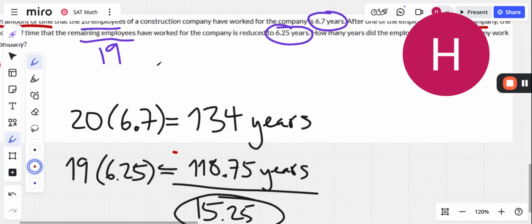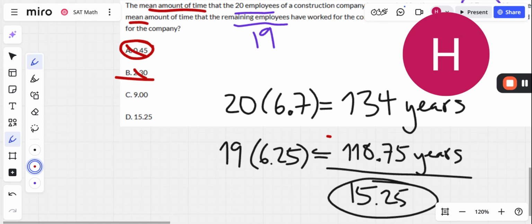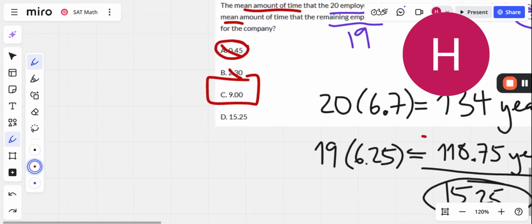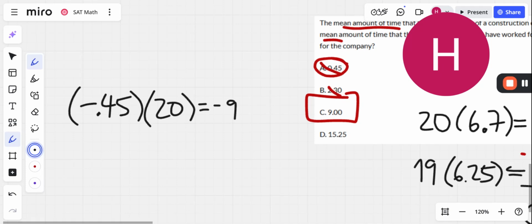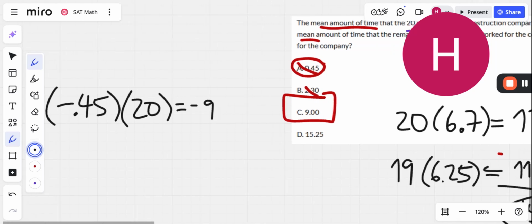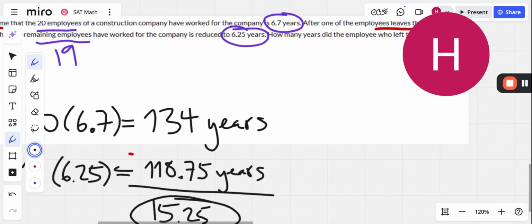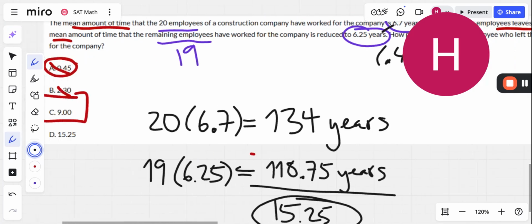So definitely not. And one common pitfall here is to pick 9 and to eliminate 15.25 just based on it being too big. But if we look at 9, how could we possibly get 9? Well, if you look at the reduction in the average, which is 0.45, and you multiply that by 20 employees, you could arrive at 9. Now, that's not the right calculation you should be doing, but it's a reasonable calculation that comes from the numbers somehow, right? We take the difference in the average, and if you try to multiply it by 20 for the original 20 employees, which again is wrong, but if you do that, you get 9. So the true answer here, 15.25.